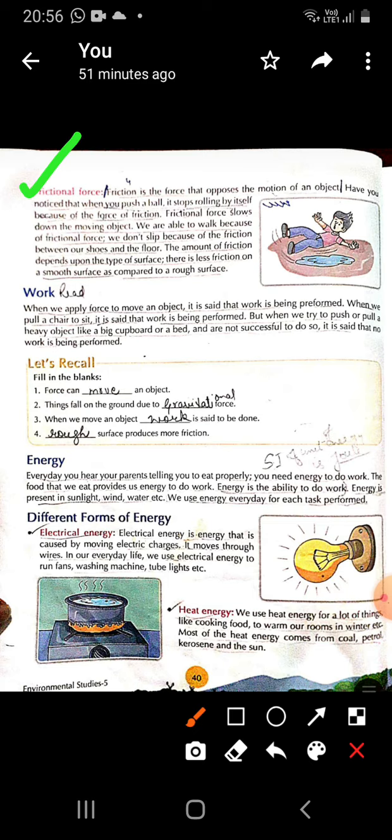We are able to walk because of the frictional force. We don't slip because of the friction between our shoes and the floor. The amount of friction depends upon the type of surface. It means if the surface is rough, there is more friction. And if the surface is very smooth, then the force of friction is very less.